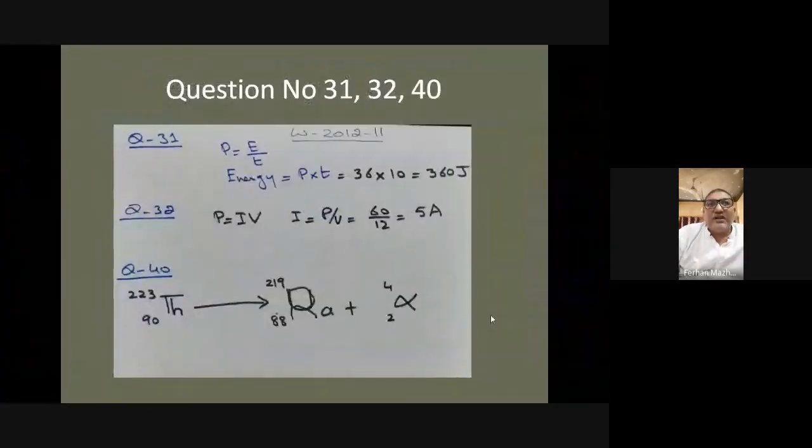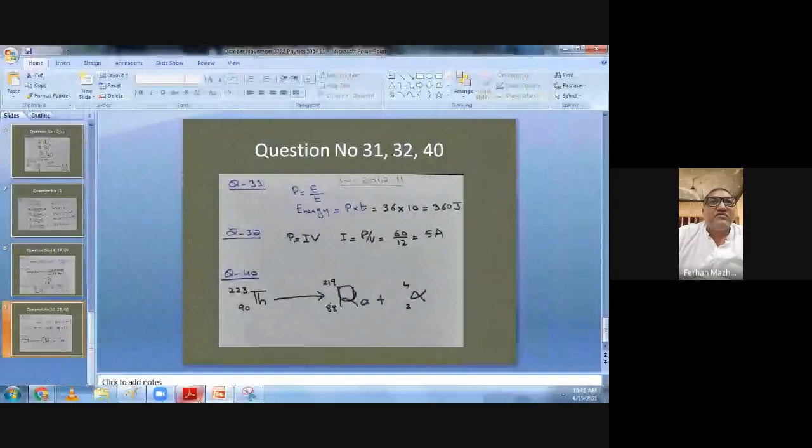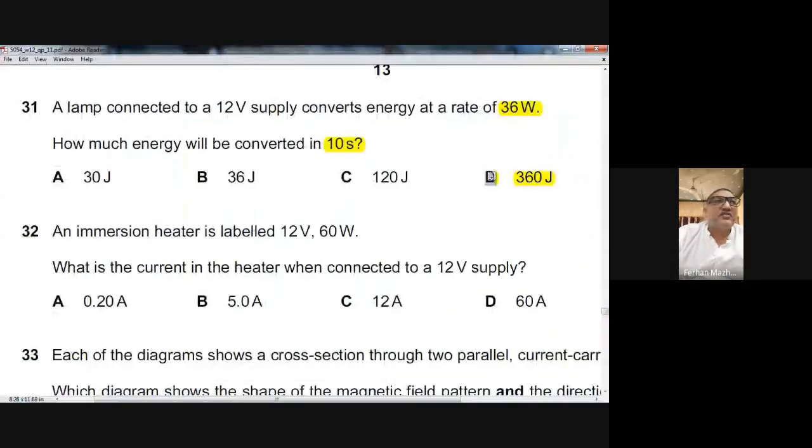So question number 31, power is equal to energy divided by time, so energy is equal to power multiplied by time. So it will be 36 multiplied by 10 and it will be 360 joules. Easy and straightforward question. Question number 31, 360 joule is the answer. So let's check. So 360 joules is the answer. So D is the option, sir. Question number 31, D is the right option.